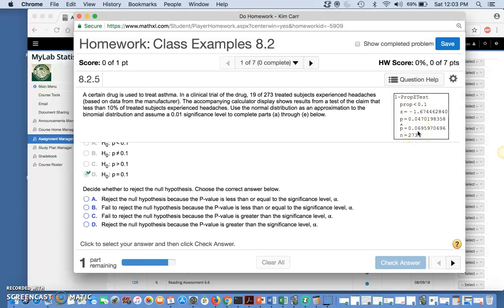Decide whether to reject the null hypothesis. Okay, well, what was our significance level? It was 0.01, and this is your p. If p is less than alpha, the null goes, you have to reject the null. But in our situation, p is more than alpha, so we will fail to reject because the p-value is greater than the significance level.